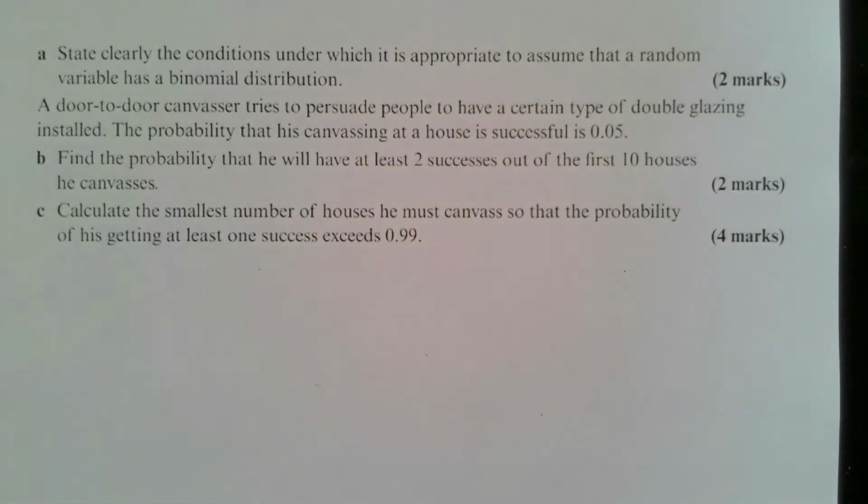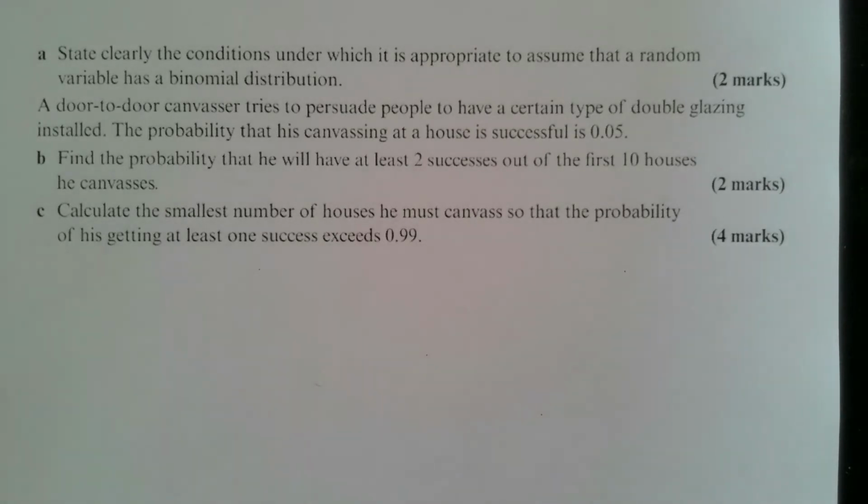Right, so the conditions, you're basically looking for 4 conditions. One is there's only 2 things that can happen, success or failure. One is that everything that happens, all the trials, are independent of each other. A third is that you've got a fixed number of trials.